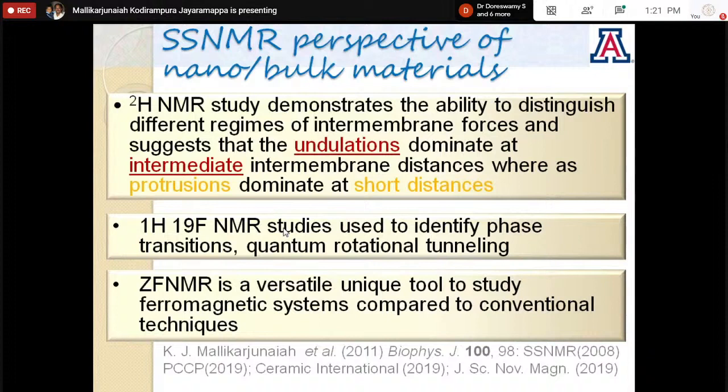And using zero field NMR, there are a couple of application advantages. One is that we are able to identify the phase coherence or phase contributions, and it is a very good analogous tool with respect to Mössbauer spectroscopy. And in a recent upcoming paper, we are able to correlate zero field NMR measurements with Raman spectroscopy results also, which I have not presented today.